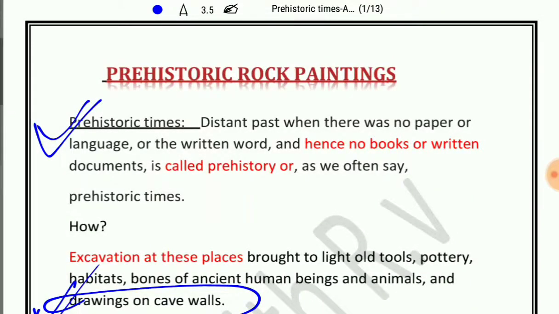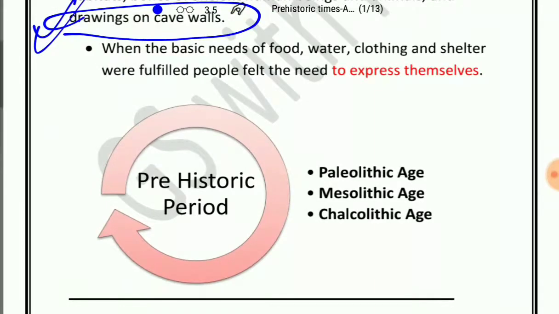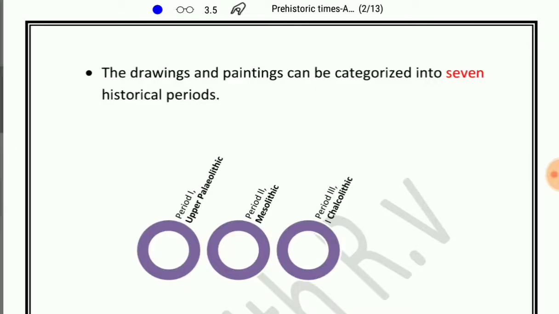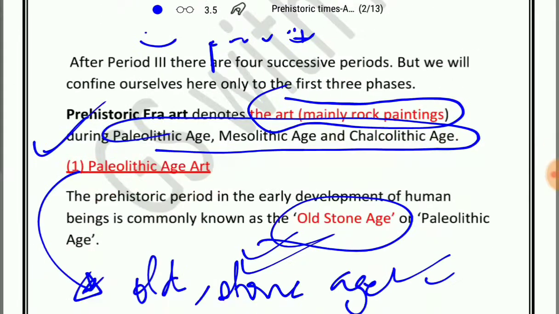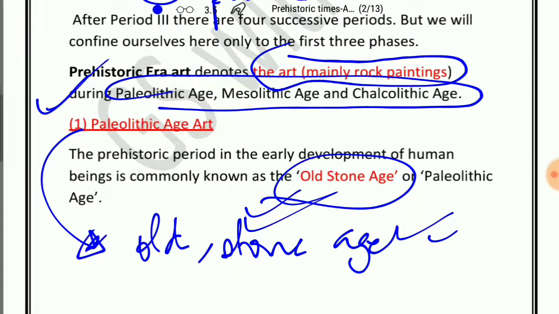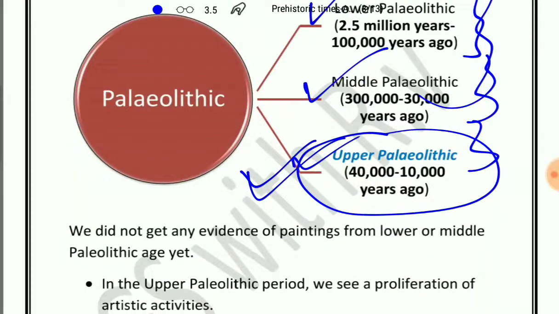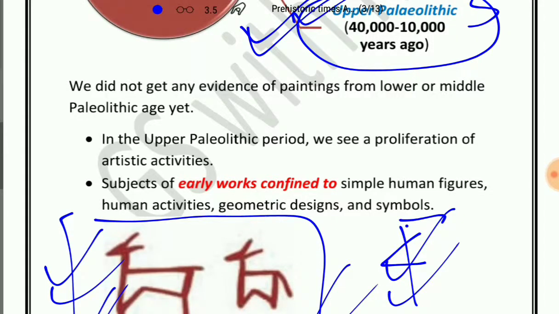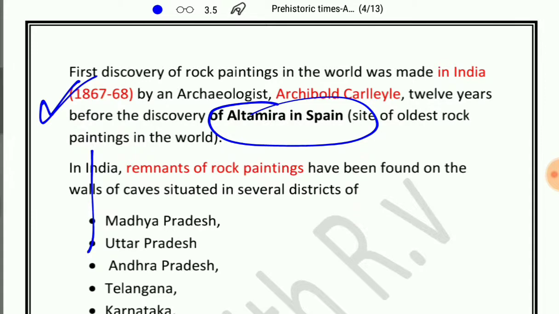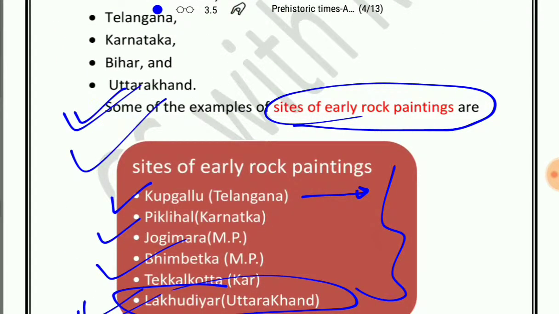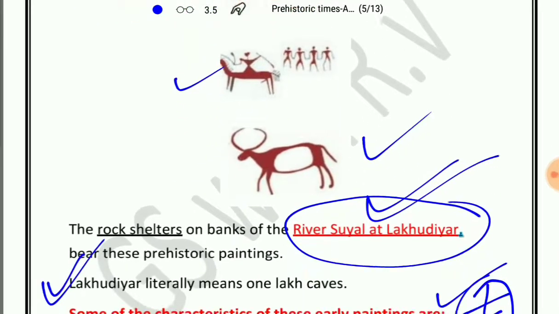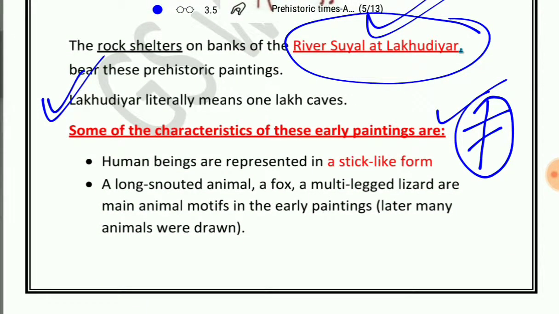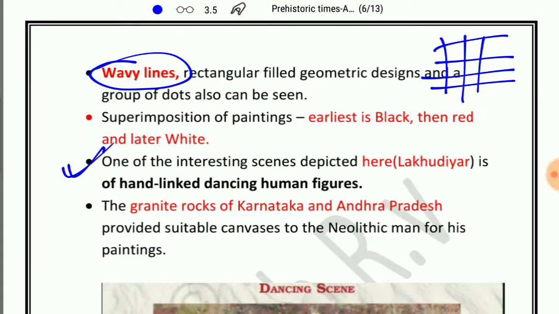We understood the meaning of prehistoric times. After that we studied the prehistoric periods, their divisions, and we divided the paintings and drawings into three different period categories. Then we studied Paleolithic age art, which is divided into three parts: lower, middle and upper. Basically we had to study the upper Paleolithic age because we have no evidence from the lower or middle Paleolithic age. Then we studied various locations in India and the sites of early rock paintings, and the features of the Paleolithic and the early paintings.